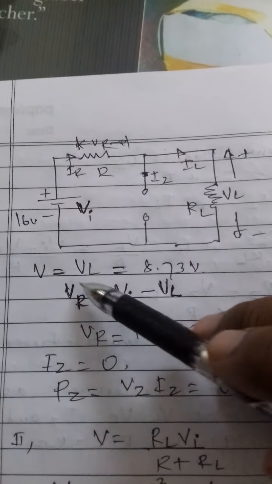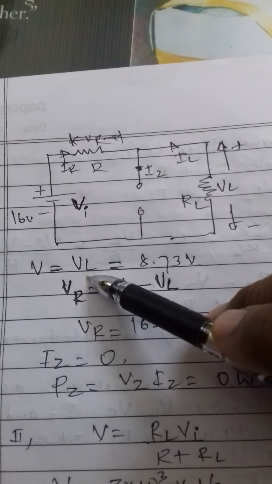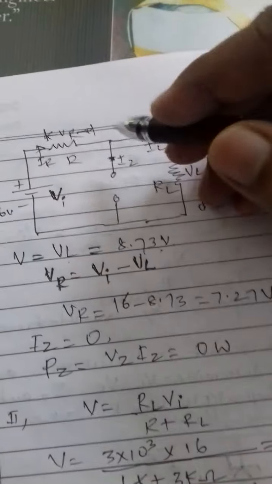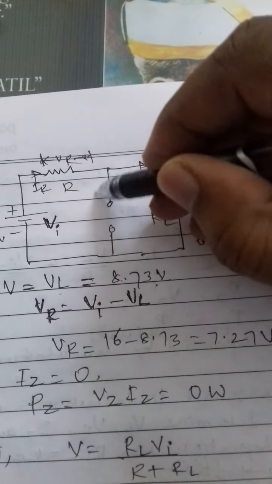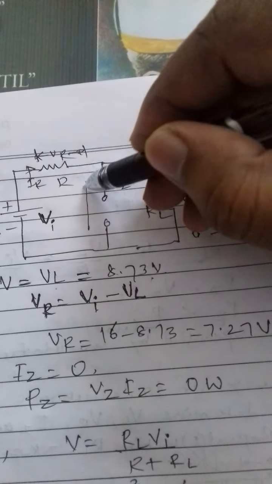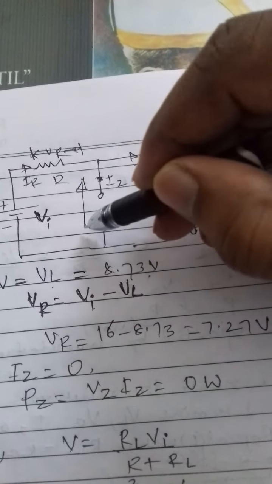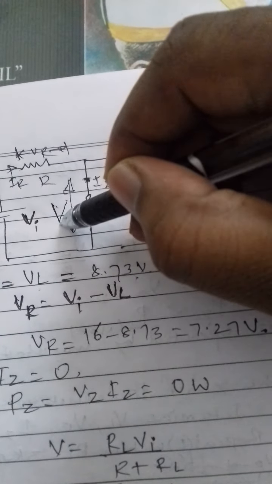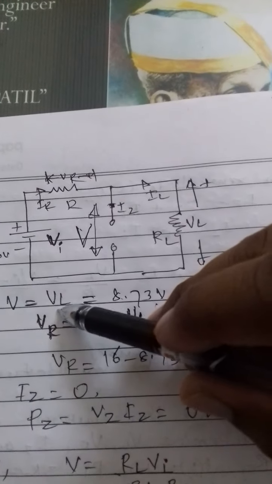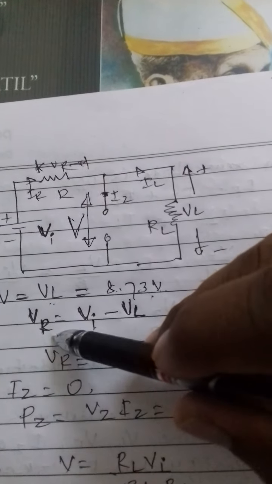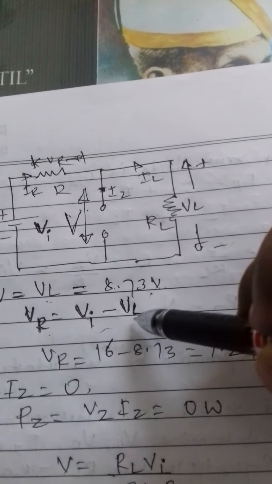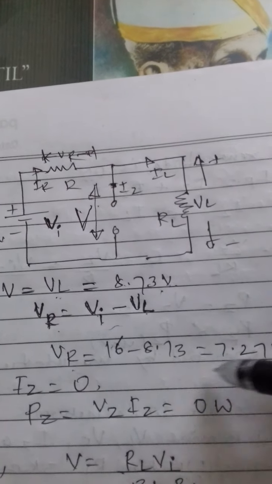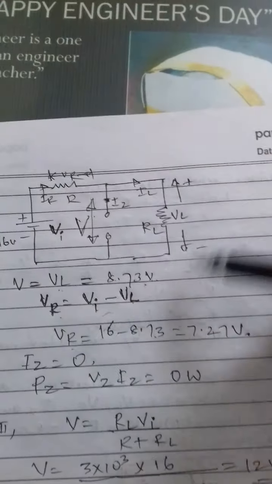Here V is equal to VL is equal to 8.73 volts, because, as I already told you, when the diode is off, the voltage across the open circuit terminals is equal to the voltage V. So V is equal to VL is equal to 8.73 volts, and VR is equal to Vi minus VL, which is 16 minus 8.73, equal to 7.27 volts.